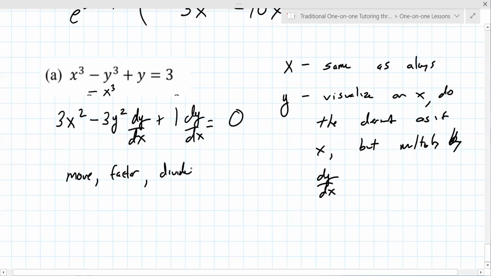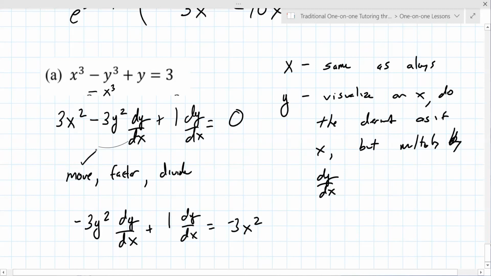You move the non dy dx terms to the other side of the equation, or you move the dy dx terms to the other side. It doesn't matter which you prefer. So I'm either saying move this 3x squared over, or move minus 3y squared dy dx plus dy dx over. Which do you prefer? Probably the 3x squared to be moved over. So this becomes minus 3y squared dy dx plus, now you don't need to write the 1, but you can, dy dx equals minus 3x squared. So we've completed the move.